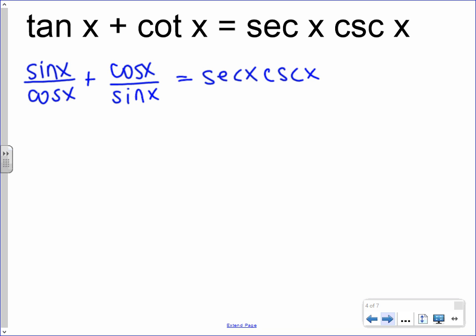What did we just use? Next to that step, I'm going to write quotient identities. All right, suggestions from the crowd. What can we do now with that left side?